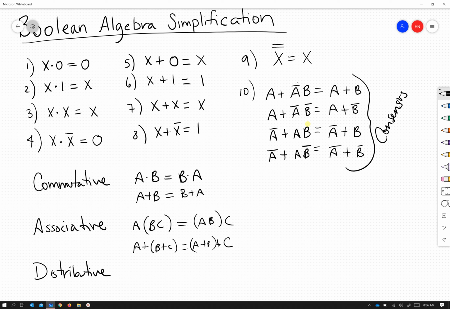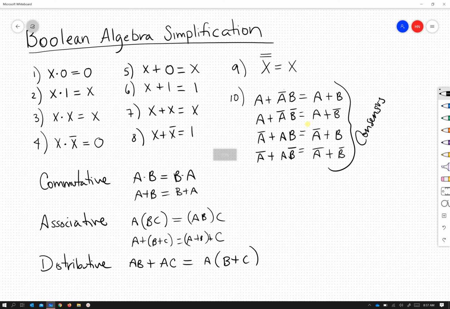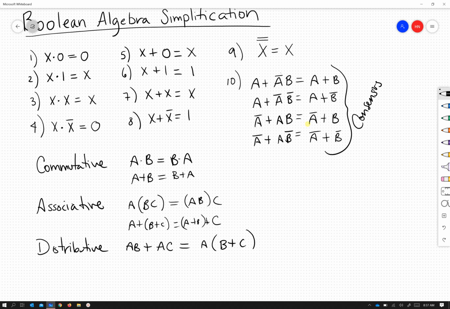The distributive property says that if you have ANDs and ORs together, like A and B or A and C, you could say it as A and B or C. So in algebra class, it's the same. It's still algebra, just with logic rather than with numbers. In algebra, you've seen this as multiplying that across like that, and you get the result.